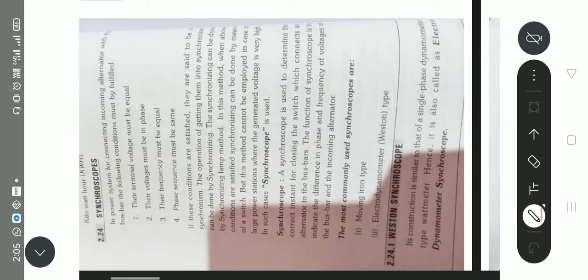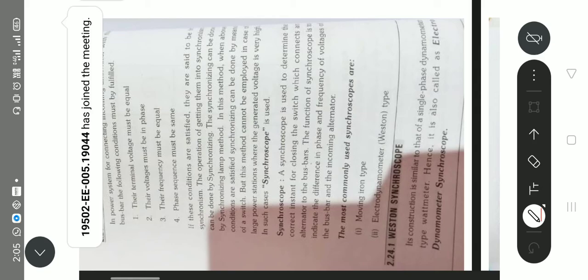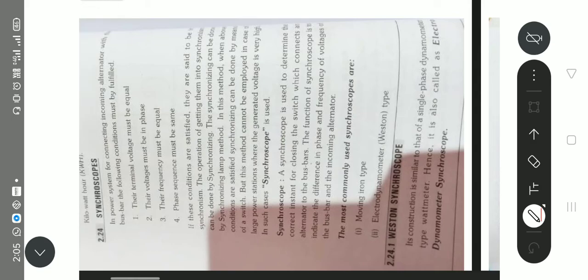In this synchroscope, we can control the high voltages in a power system. In large power stations, very high voltage is present, so we control it by using the synchroscope. We use the synchronizing lamp method, but we cannot control high voltage in large power stations with it. So, to avoid this disadvantage, we use the synchroscope.